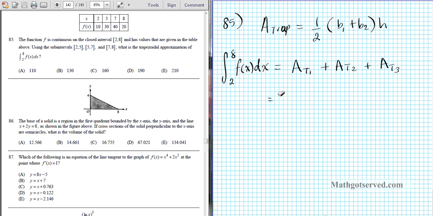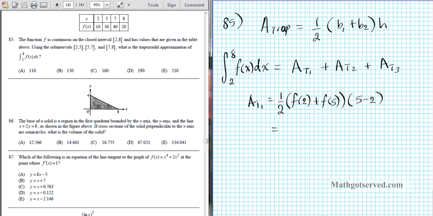What's the area of trapezoid 1? It's 1/2. The bases are basically how high it goes from the x-axis to the point on the graph, and that's f of x. So it's going to be 1/2 of f of 2 plus, that's the first side, and then the second base is the next point, f of 5, times the height. The height is going to be the change in x, so that's 5 minus 2. This is the area of T1.